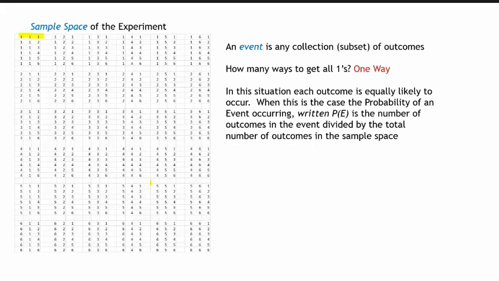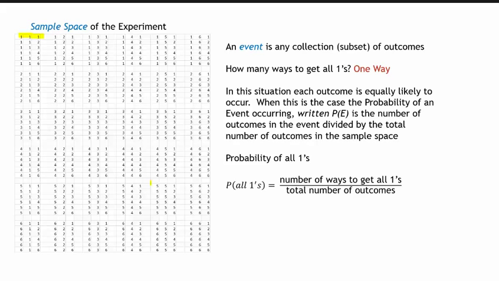So in this situation, each outcome is equally likely to occur. When this is the case, the probability of an event occurring, written P(E), the probability of the event, is the number of outcomes in the event divided by the total number of outcomes in the sample space. So the probability of all ones: there's only one way that can occur, and we divide that by the total number of outcomes in the sample space, which is 216. So 1 divided by 216 is about 0.00463.